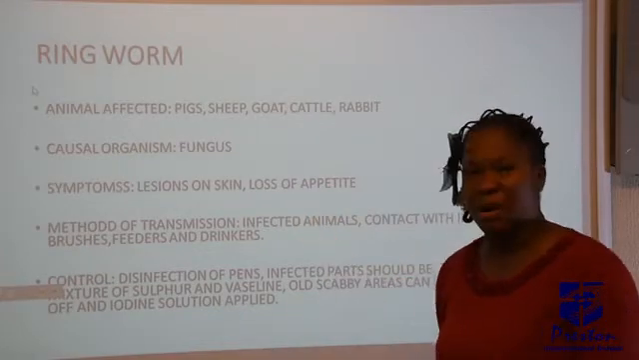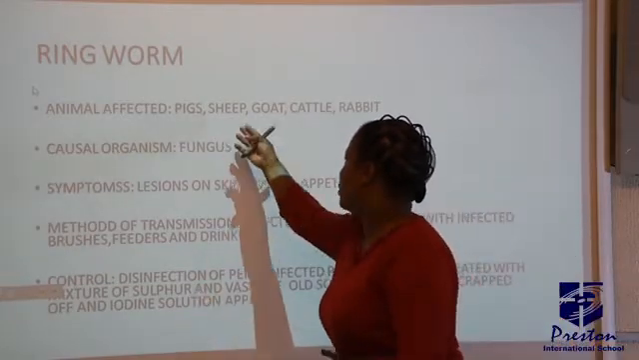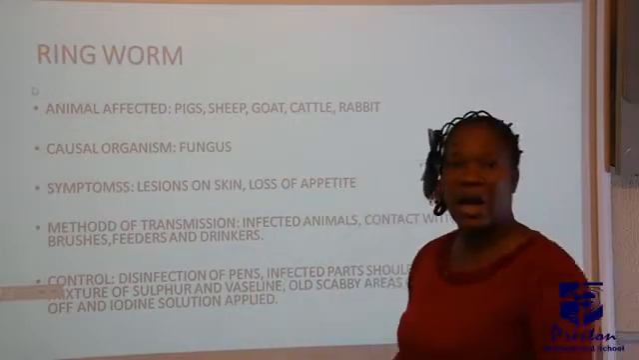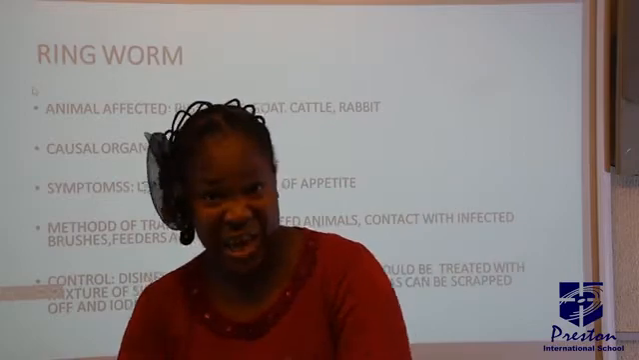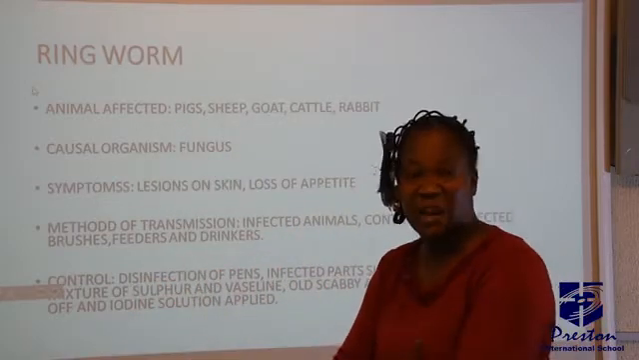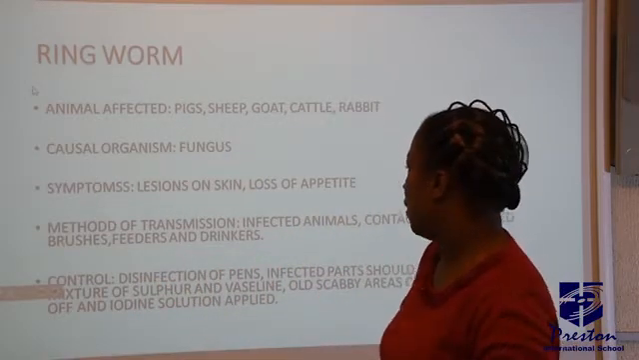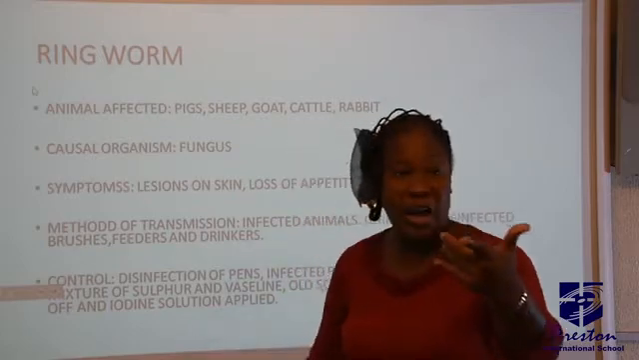Now let's look at animals affected. We have the pig, the sheep, goat, cattle, and rabbit. As many animals that have fur, that's their skin, because it's a disease that affects the skin. Now, causal organism, we have the fungal.